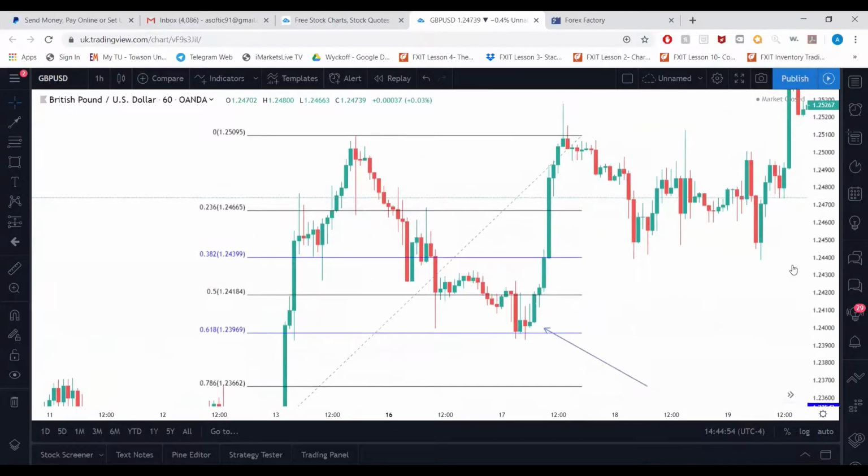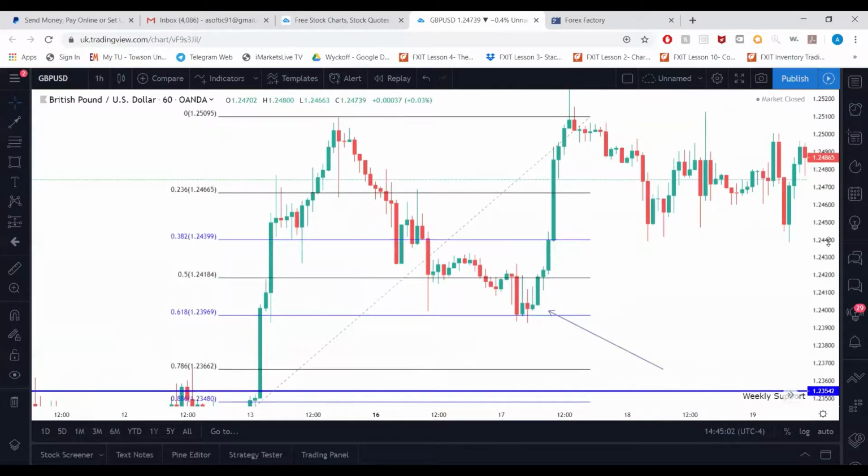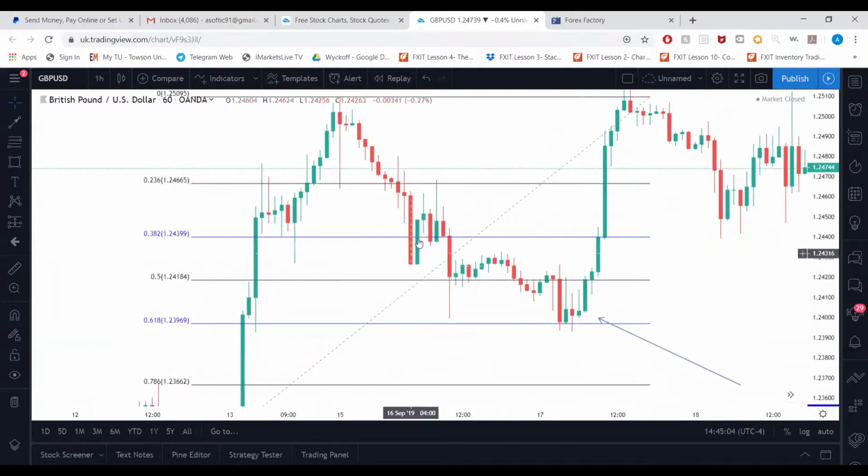Great question. So Tom said, if I enter at 38.2, would I set my stop loss at 61? So no, I would not. And also, I would not have entered at 38.2. Why? Because it was not a rejection that I look for. This is what I look for here at 61.8, where only the candle barely pierces through the level, right?